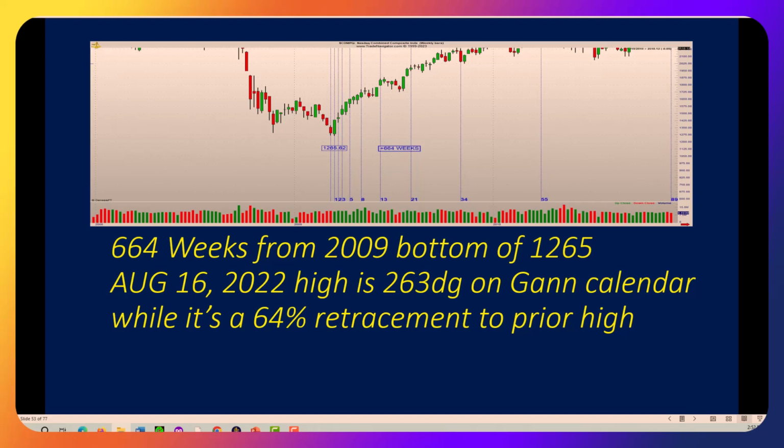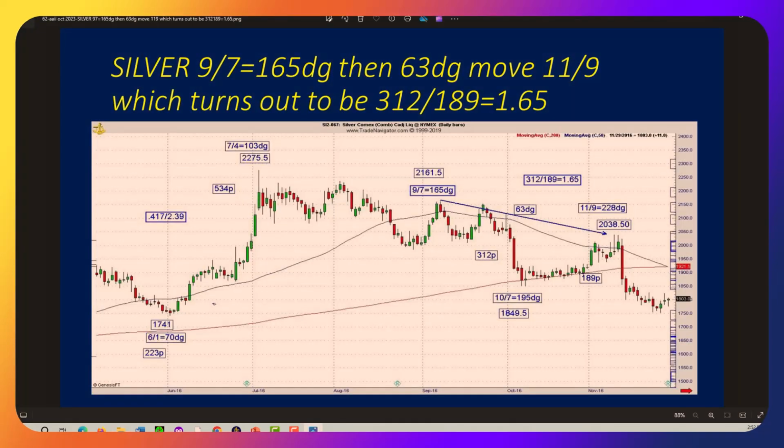Okay, so let's get to the silver chart. All this works in all these different situations, but here's a situation that could help you in trading. On this setup for silver, September 7th is the 165 DG vibrational day of the year. 63 degrees later, November 9th, is 228.